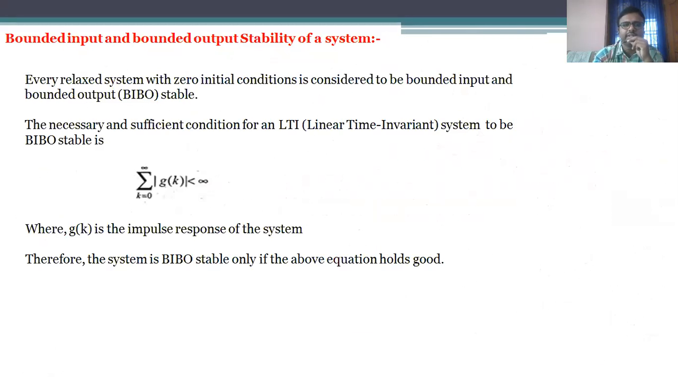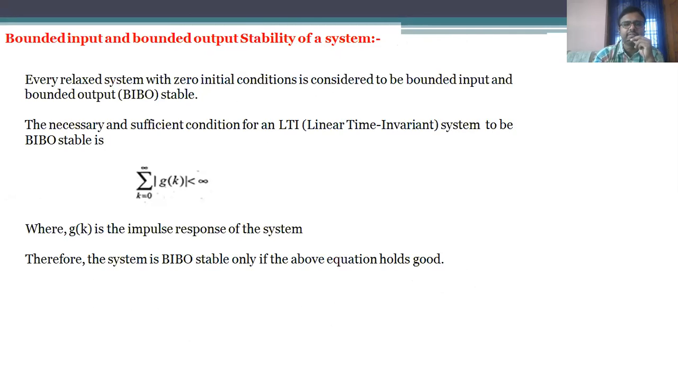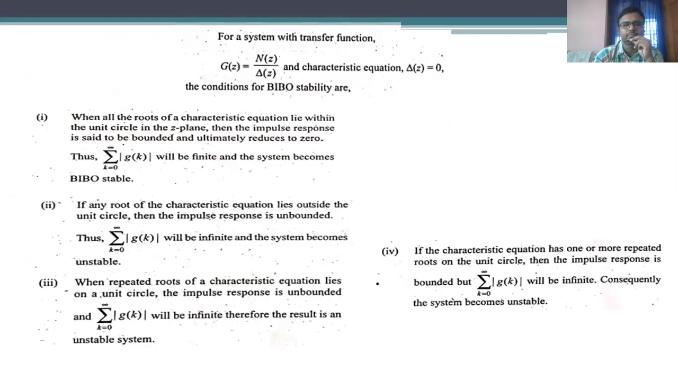Okay, so after this we have seen the conditions for bounded input and bounded output. That means every system with zero initial conditions is going to be considered as bounded input and bounded output stable, and the necessary and sufficient condition to be obeyed is the sum over k equal to 0 to infinity of modulus of g of k should be less than infinity. So these are the conditions in order to say a system is a bounded input and bounded output stable system.